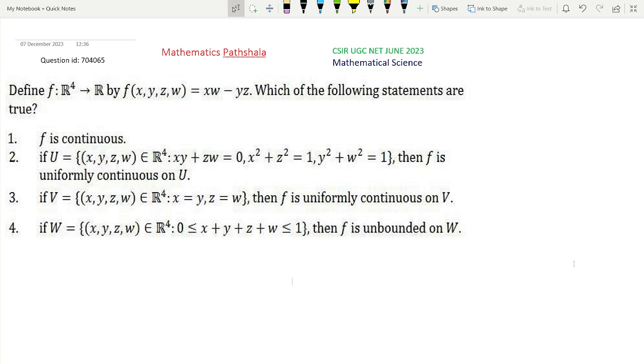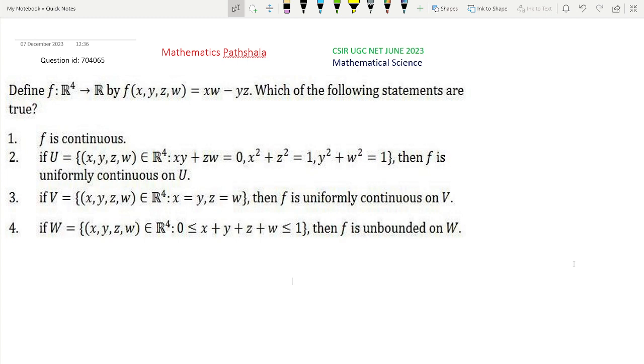This is another problem of CSIR UGC NET June 2023 Mathematical Science. The question ID is 704065 and the question is from real analysis, actually from calculus in R^n.